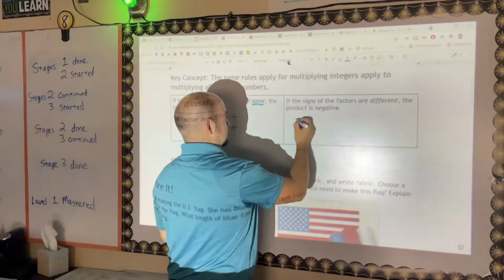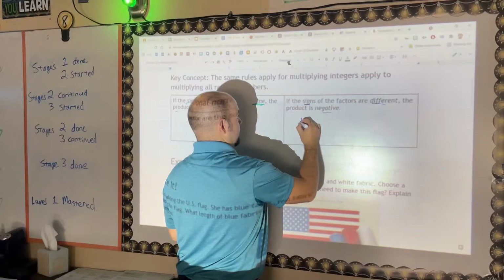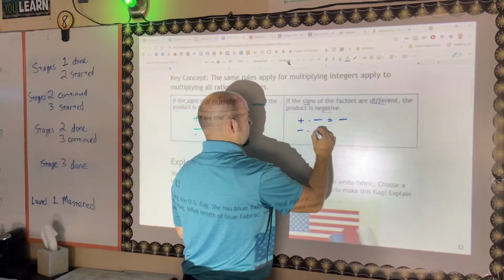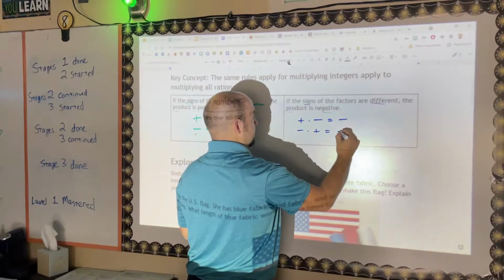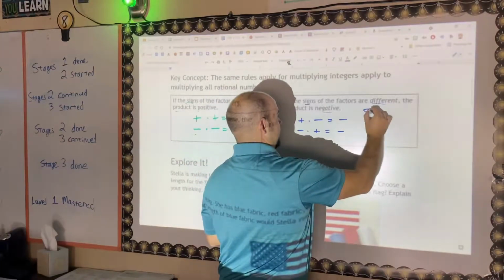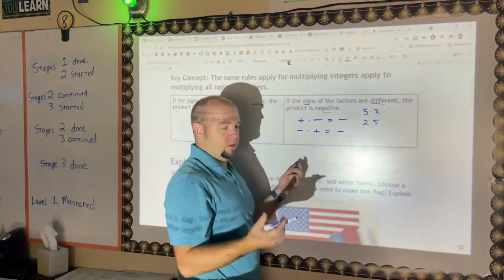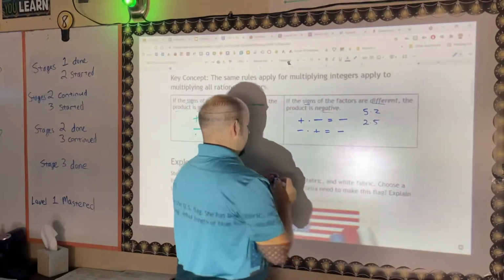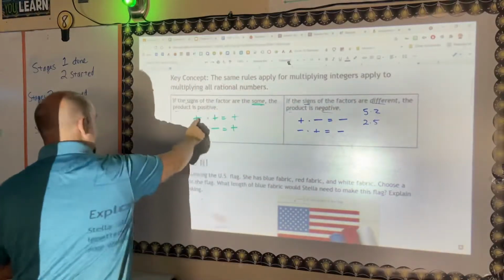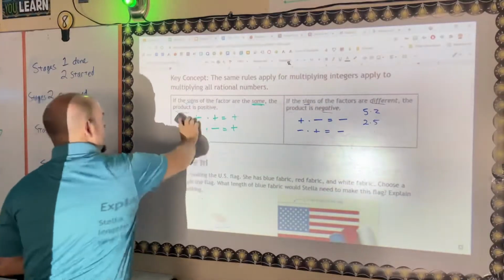Opposite, just like it was last time. If the signs are different, the product is negative. So positive times a negative is equal to a negative, or a negative times a positive is equal to a negative. That's the same thing, it doesn't matter. If I have 5 times 2 or 2 times 5, whether you have the one first or the other, it doesn't really matter. So, yeah, opposite, negative, same, positive. Let's do some practice with that.